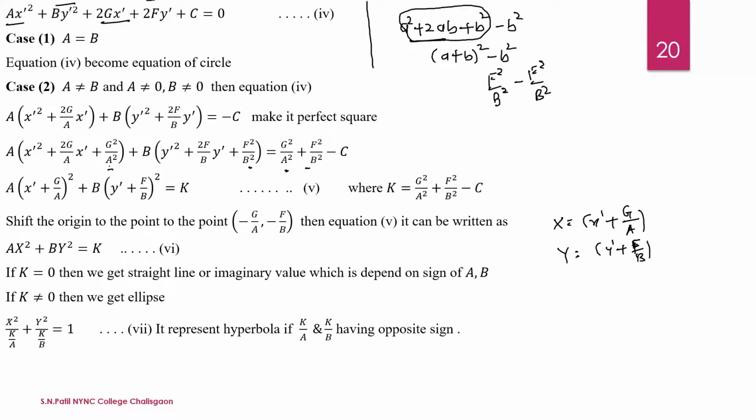Now it can be written as x square upon k upon a plus y square upon k upon b is equal to 1. Okay, it represents the ellipse if a and b have the same sign, and if they have the opposite sign, then it represents the hyperbola.